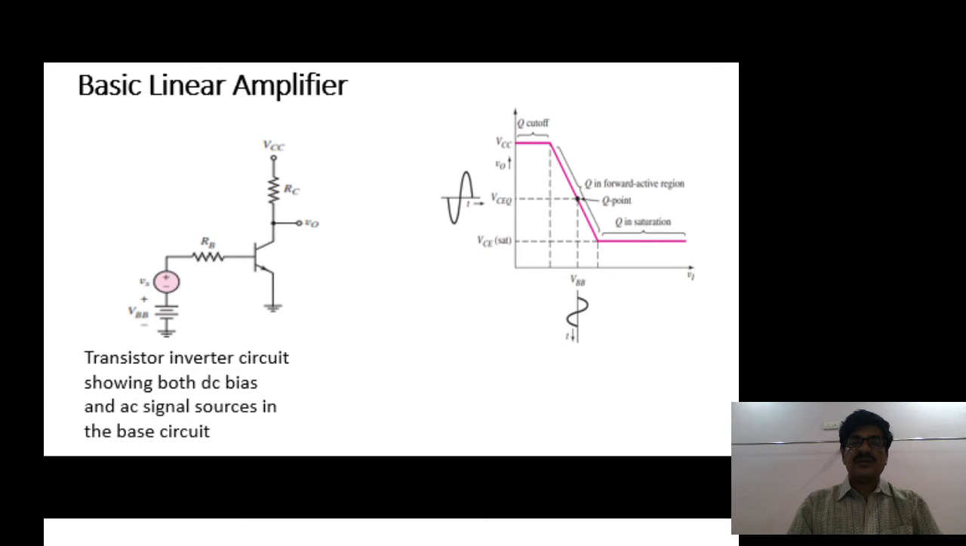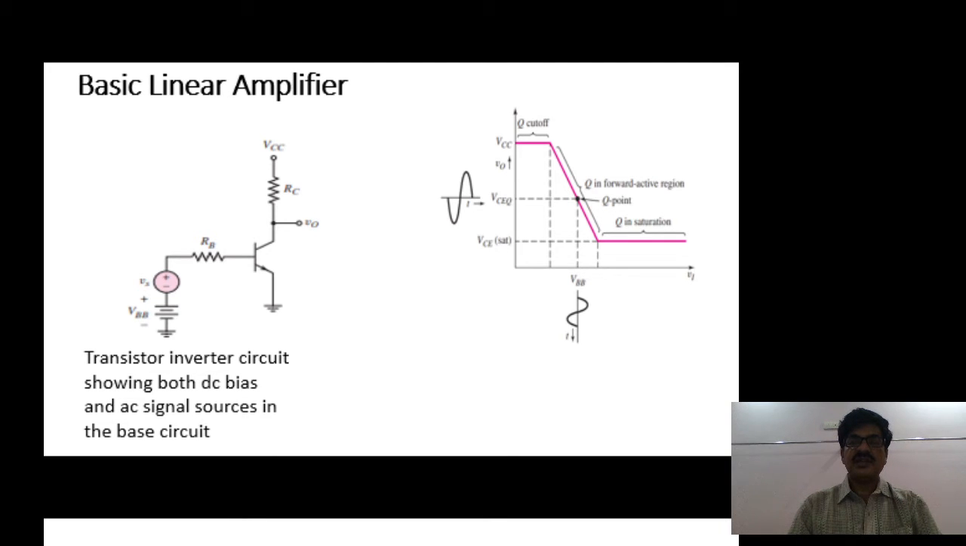Now let us see the selection of operating point, and in which region it gives linear amplification. In general, for amplification, the operating point should be in the active region, that too in the middle of that active region. If it is in the middle only, you can get the output in exactly the same shape as the input, in the amplified version.